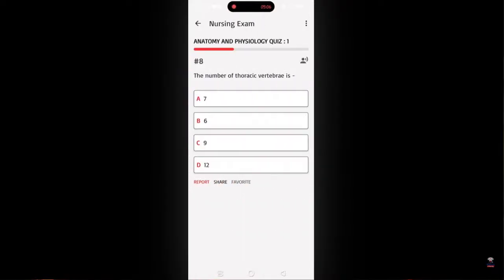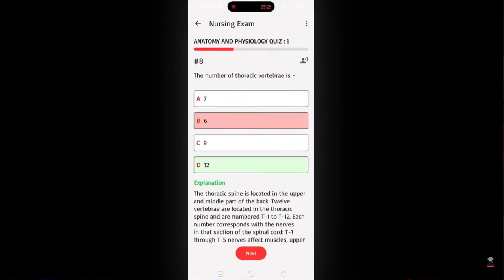The number of thoracic vertebrae is A. 7, B. 6, C. 9, D. 12. At this point is where problems begin. Thoracic vertebrae. Let's go with 6, then C. No, correct answer is D.